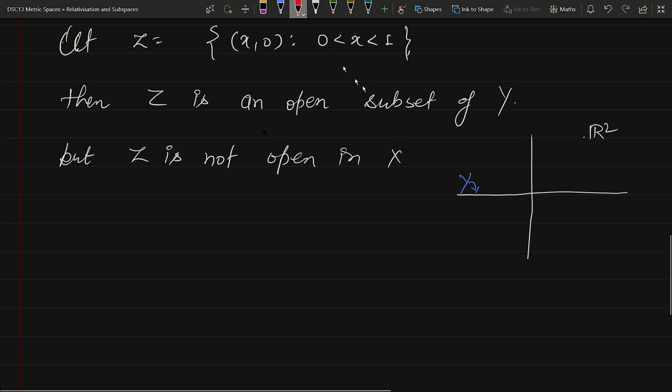Now this Z is given like from this point 0, so you can say this open interval, and say this is 1. So we are talking about 0 to 1. This is our Z. This complete line excluding 0 and 1 represents the set Z. Now if I talk in Y itself, meaning we are looking at this open interval in Y, then in Y the open interval is an open set.